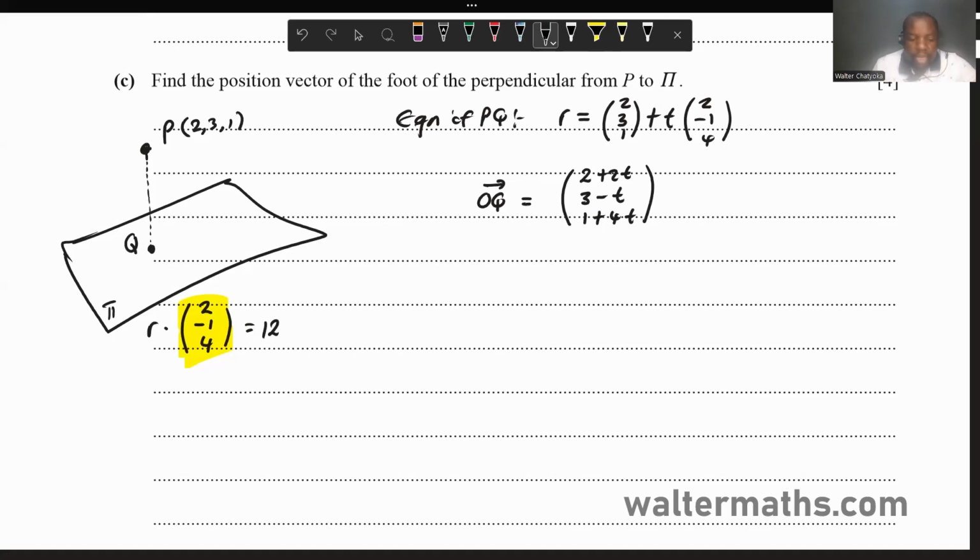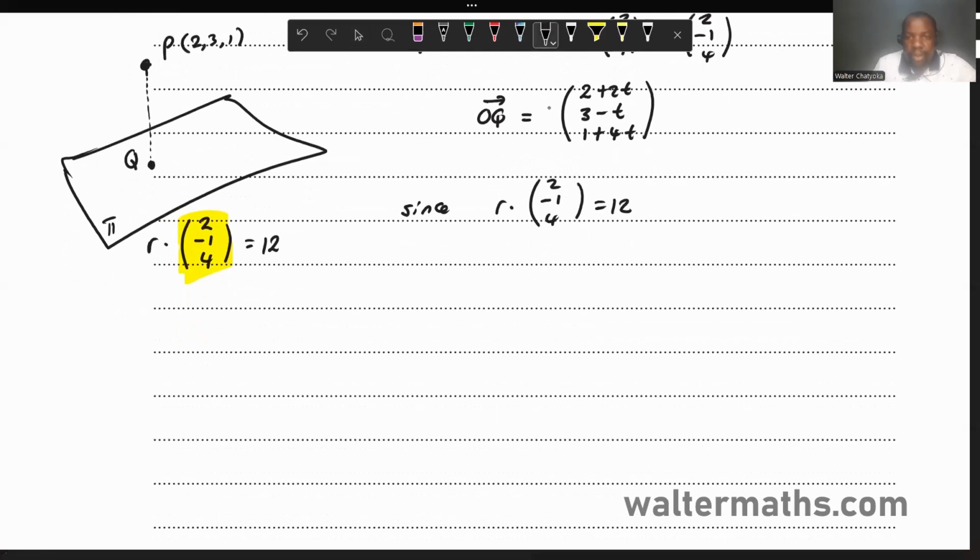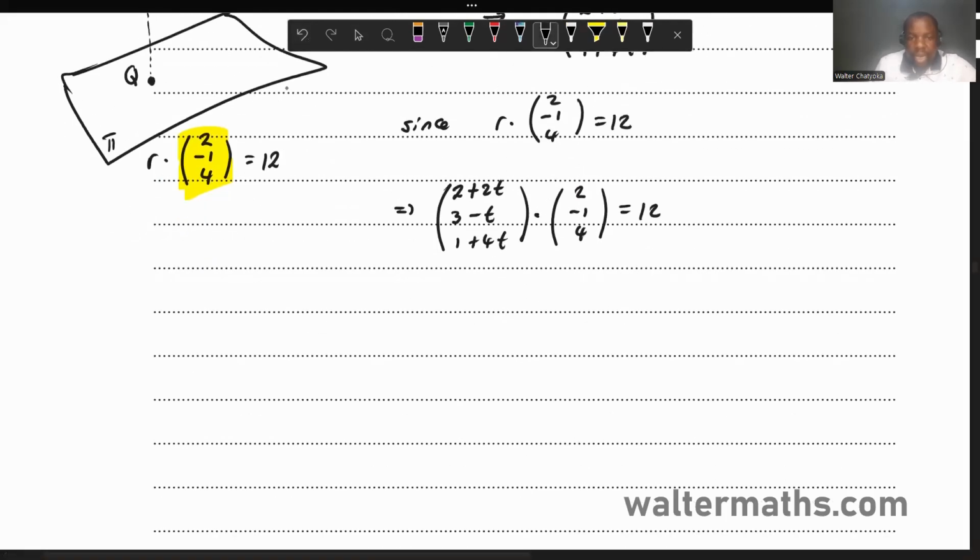And with this, we also know that since we have the equation r dot (2, minus 1, 4) being equal to 12, for r we can use any point on the plane, right? And Q is a point on the plane. So it also follows that (2 plus 2t, 3 minus t, 1 plus 4t) dot (2, minus 1, 4) should be equal to 12. So we have 2 of (2 plus 2t) minus 1 of (3 minus t) plus 4 of (1 plus 4t) being equal to 12. That's 4 plus 4t minus 3 plus t plus 4 plus 16t equals 12.